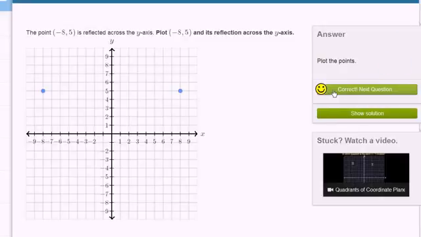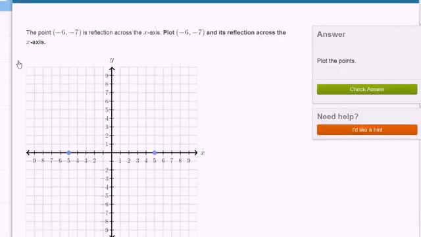Let's do a couple more of these. The point -6 comma -7 is reflected across the x-axis. Plot -6 comma -7 and its reflection across the x-axis. So -6 comma -7. So we're going to go 6 to the left of the origin, and we're going to go down 7. So there we go. -6 comma -7 is right there.